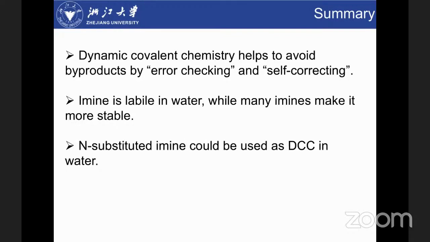Every business can be done by 1 banquet. If not, use 2 banquets. You know, we have the same mechanism. And also, if we have substituted imine, which is oxime and hydrazone, then they will be very stable. They will be more stable than typical imine in water. And we can use this new method for self-assembly in water.